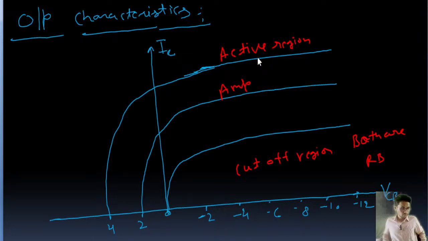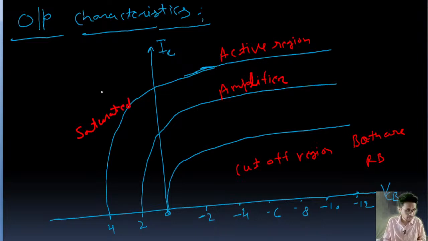Okay, guys, so this is the cutoff region, and this is the active region, and this is the amplifier, because this part amplifies voltage and power. And this region is the saturated region.